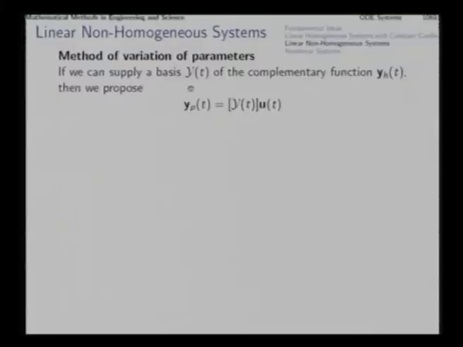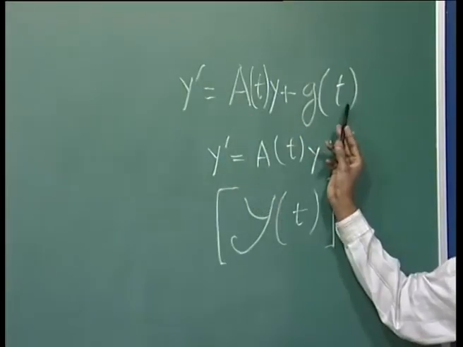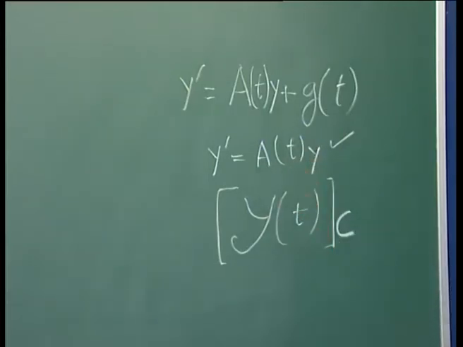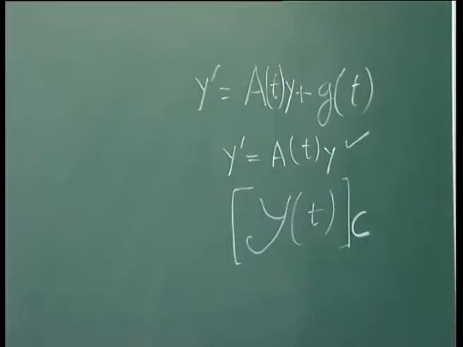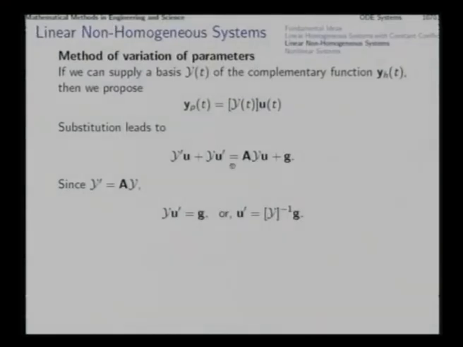After proposing the particular solution in this manner, we will differentiate this function and substitute in the differential equation system in here. Now, as we differentiate this, we get Y prime u plus Y u prime, that is the derivative of this, that is y prime this side, is equal to A Y u plus g(t), that is this.